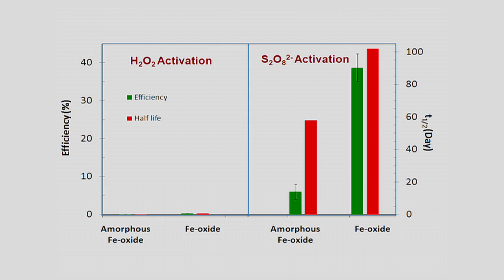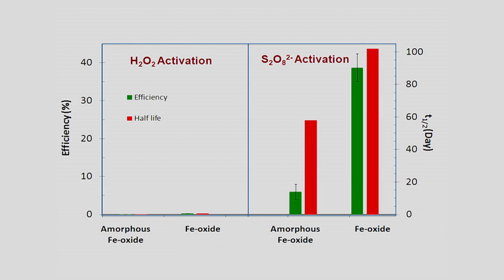And the red bars show the half-life time of the hydrogen peroxide or persulfate. So the higher the half-life time, the slower it decays. But for hydrogen peroxide, we can see that the half-life time is less than 1 day. It's just a couple of hours. This indicates that in the hydrogen peroxide activation system, hydrogen peroxide reacts very fast with iron oxide, but only a small amount, less than 1% of the hydrogen peroxide, is converted into hydroxyl radicals that are effective to remove the organic contaminants.